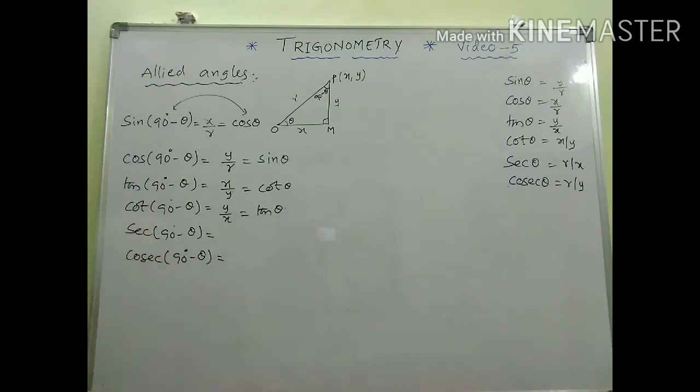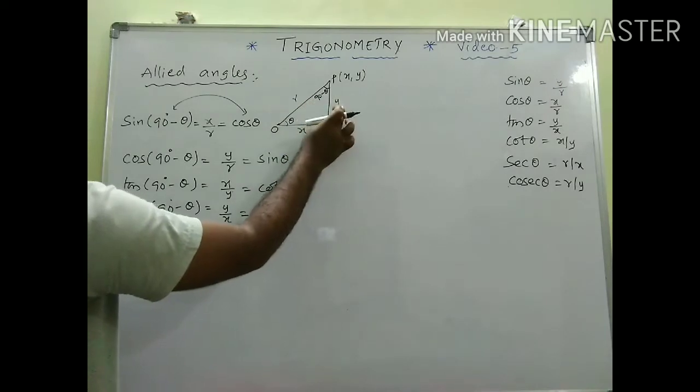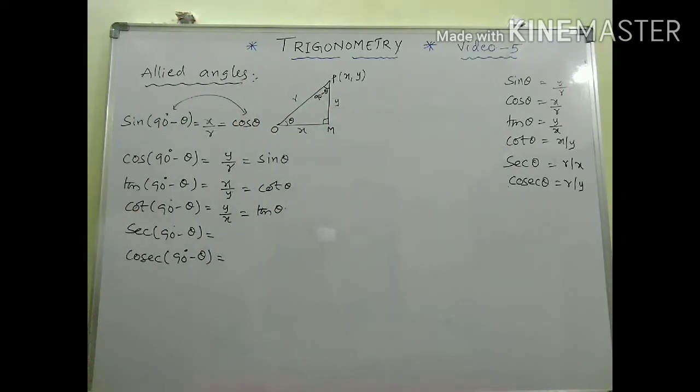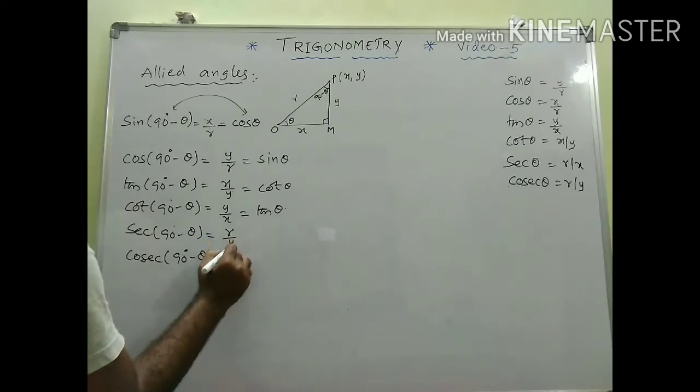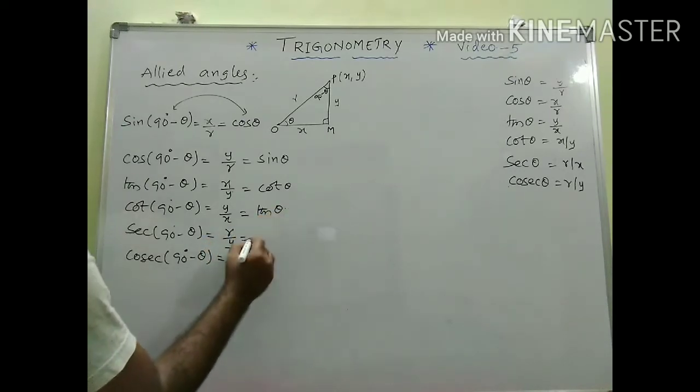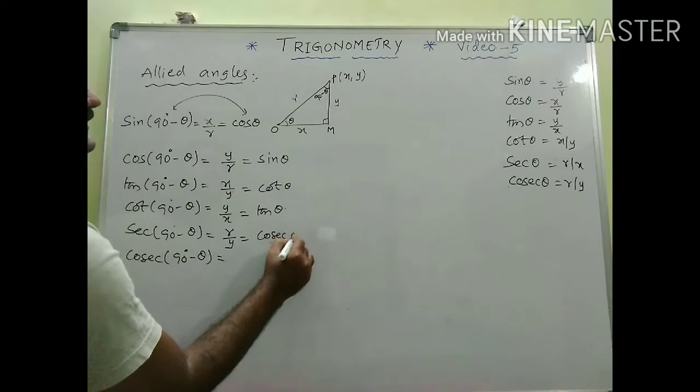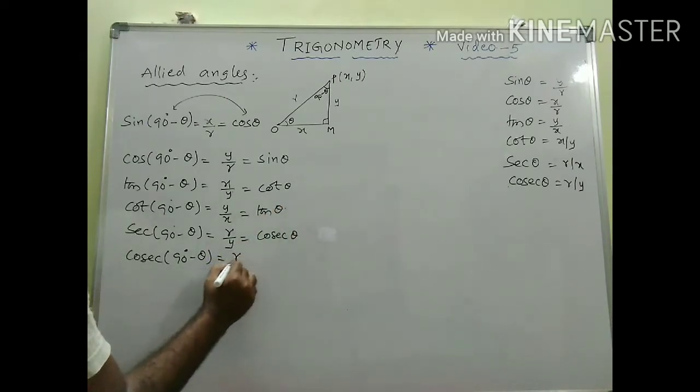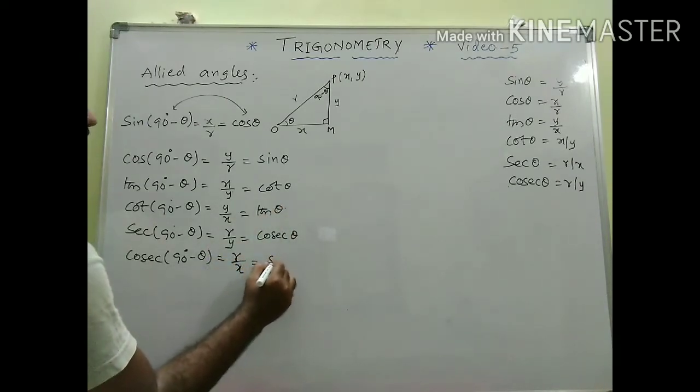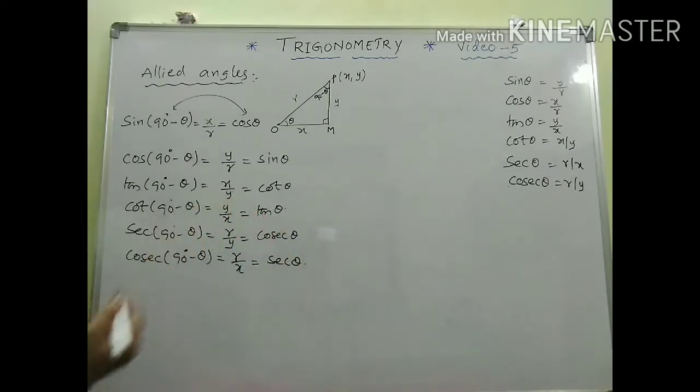And secant of 90 minus theta. Secant means hypotenuse by adjacent, r by y. So r by y is nothing but cosecant theta. And cosecant of 90 minus theta is r by x, which is equal to secant theta.